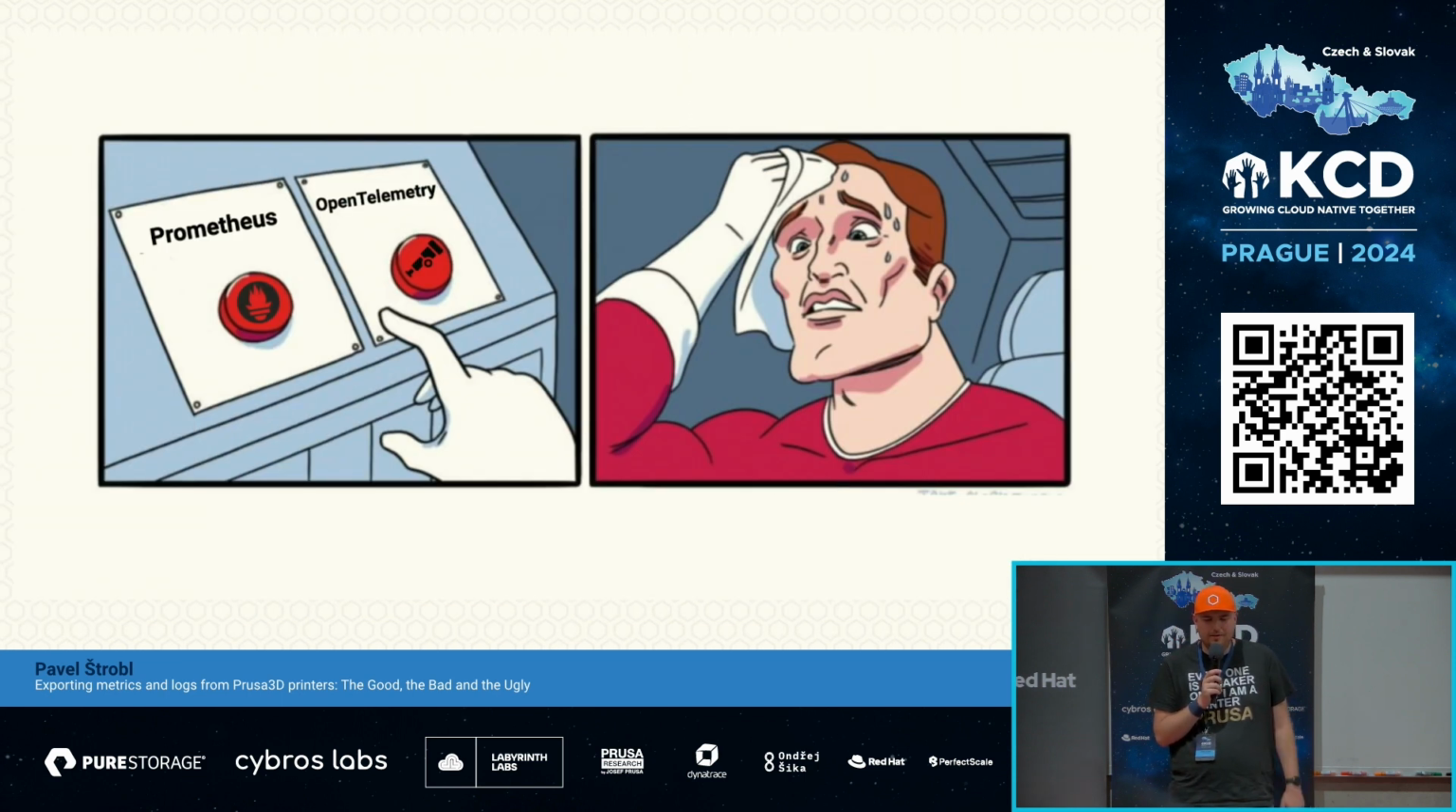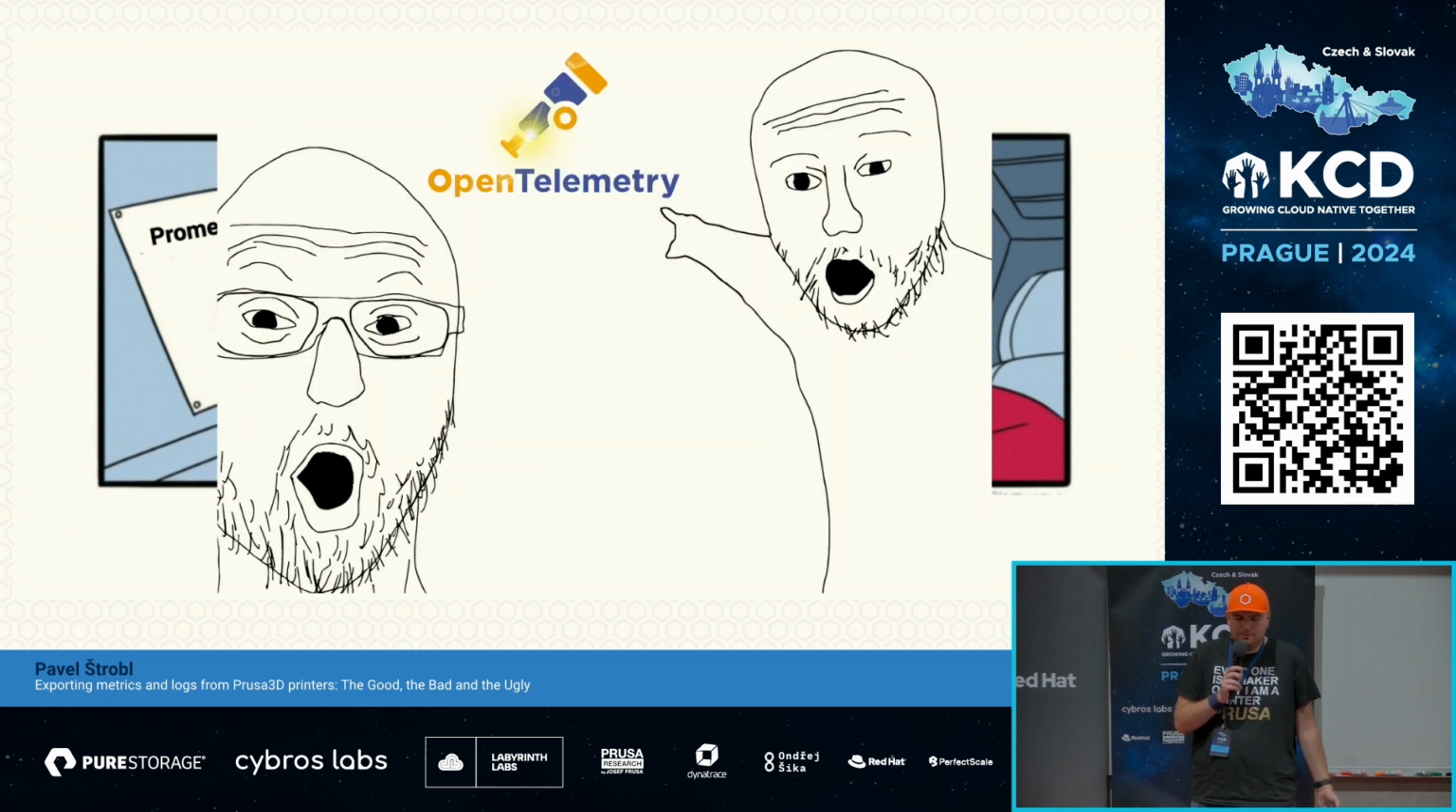And the next thing I want to mention is OpenTelemetry, because OpenTelemetry is the next big thing. We are addressing OpenTelemetry at Prusa Research, and it's the next big thing in observability, I think. But we need to research this field more, and I don't even know if it's viable for this kind of project.